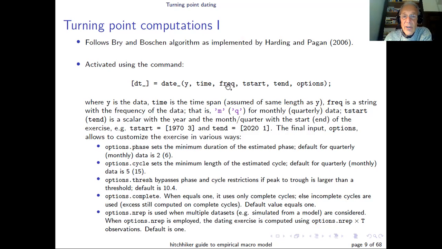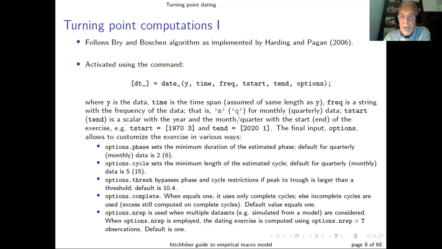So y is obviously the data, time is the time span, assumed to be in years. Frequency is the frequency of the data, and it should be either M for monthly, Q for quarterly, or A for annual. And then T start and T end are obviously the beginning and the end of the sample, and they have to be reported in parentheses. So if you want to say the sample starts in 1970 quarter 3 and ends in 2020 quarter 1, then the command is in this format. So you have the year, space, and the month, or the year, space, and the quarter.